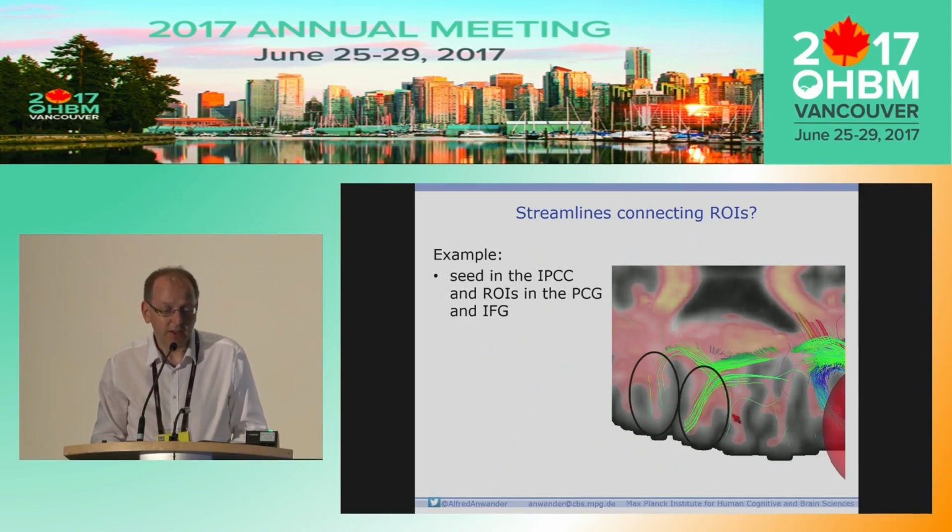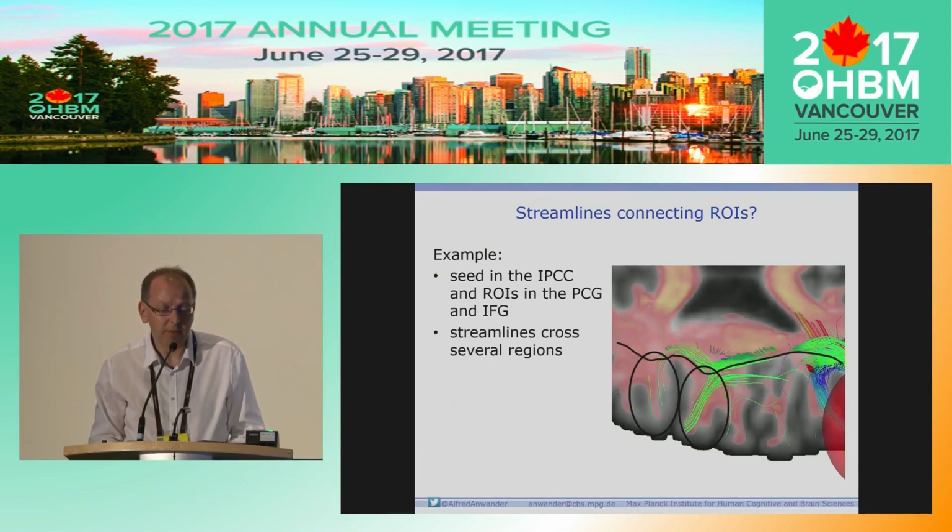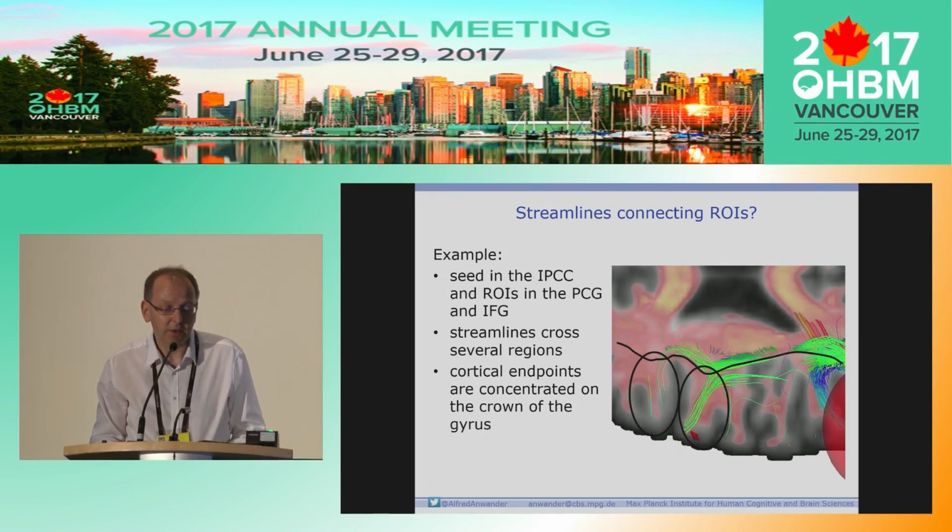If we want to take the connectivity to these two target regions, we have to keep in mind that some of the streamlines might just cross several of these target regions. So it crosses here the black line and then the other one. Do you count the streamline twice or not? A very difficult question. The next point is that the endpoints, as you see here as an example, are concentrated on the crown of the gyrus.